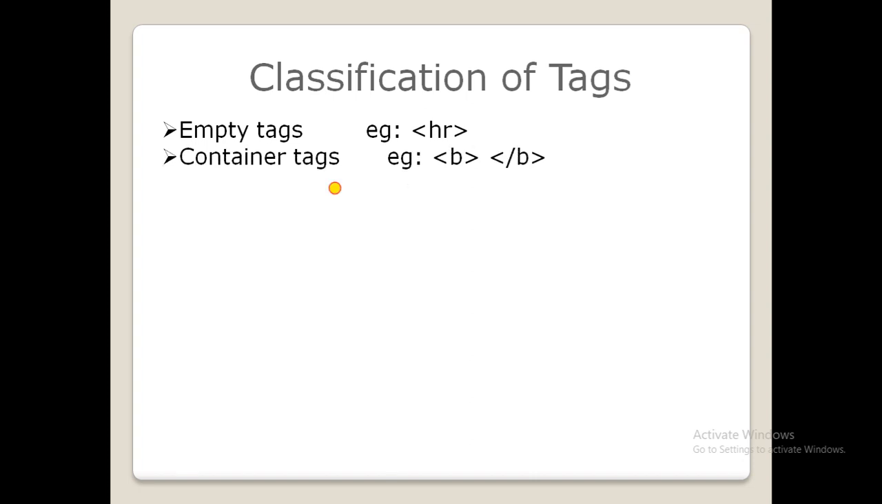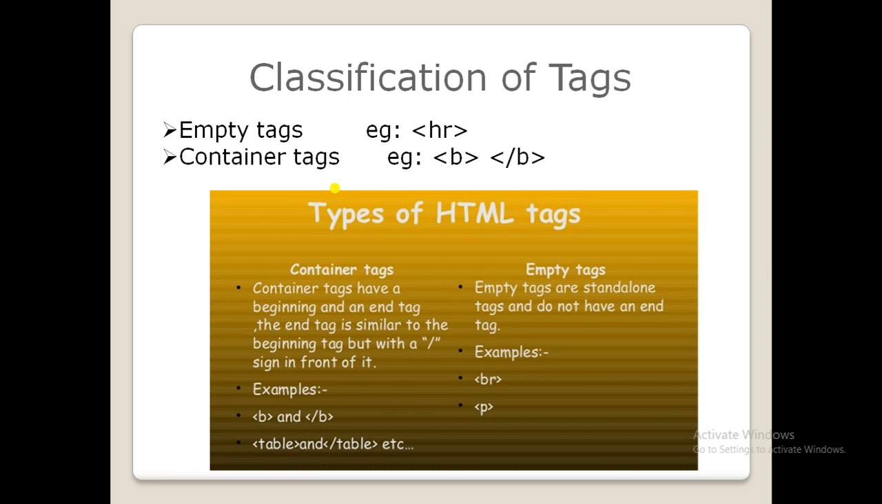Next, we'll see about classification of tags. A tag can start with an on tag, an opening tag, so it starts with an on and off tag. Dealing with the classification of tags, we have two types of tags: empty tags and container tags. First we'll discuss empty tags.